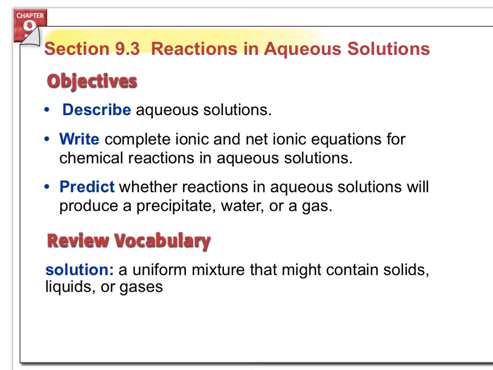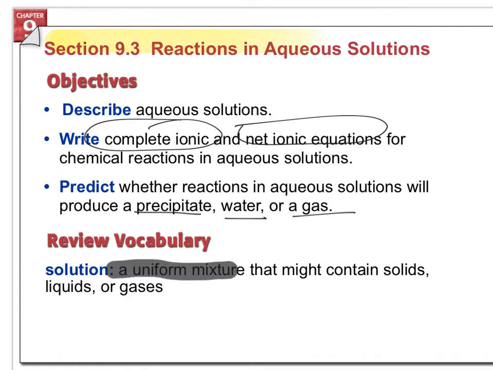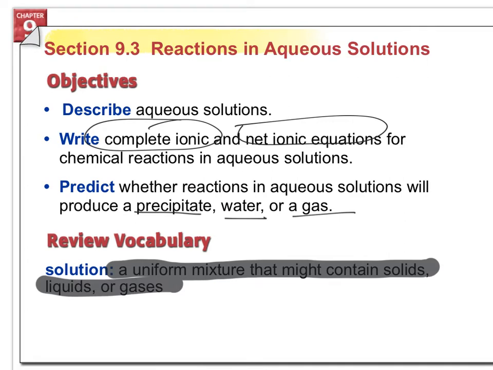Complete ionic as well as net ionic equations. And we'll predict whether reactions in aqueous solutions will produce a precipitate, a water, or a gas. All right. The review vocabulary, just to remember, a solution is a uniform mixture that might contain solids, liquids, or gases.